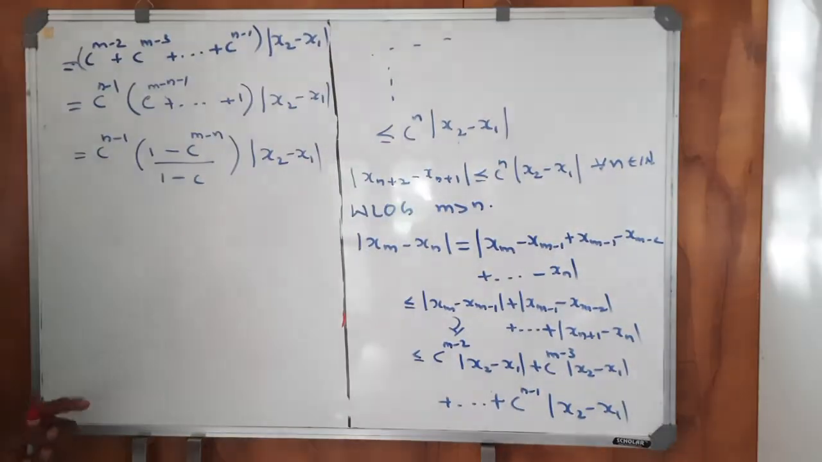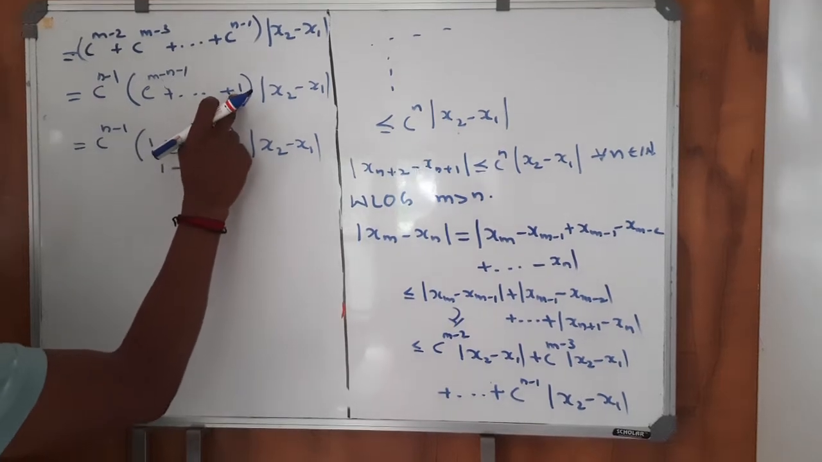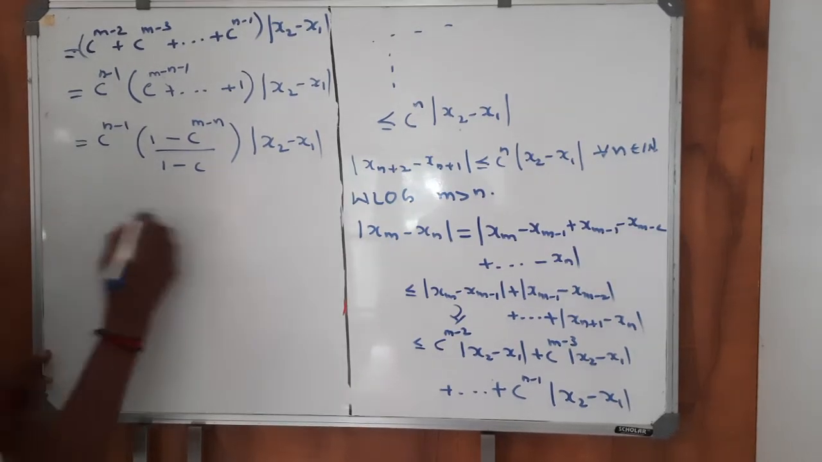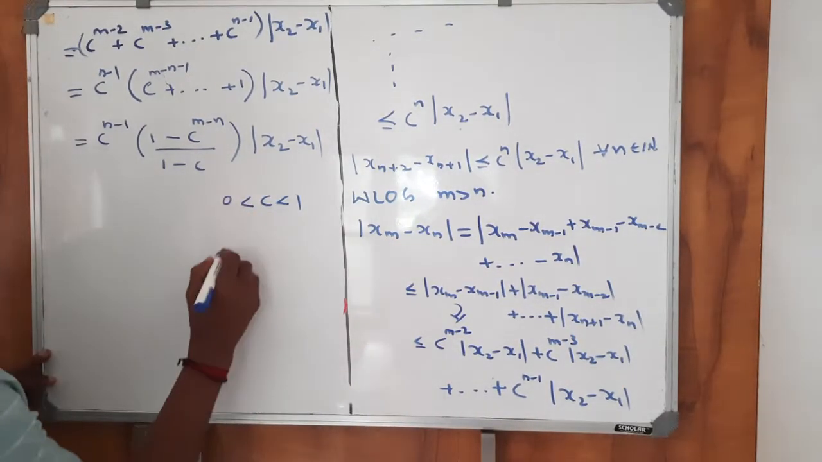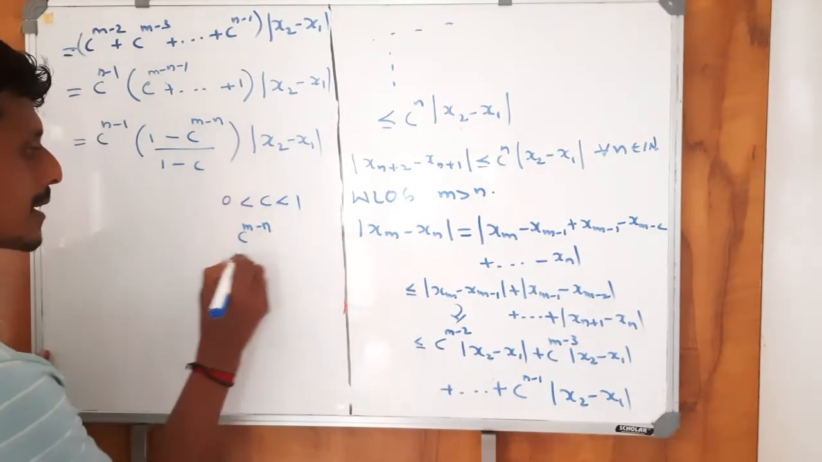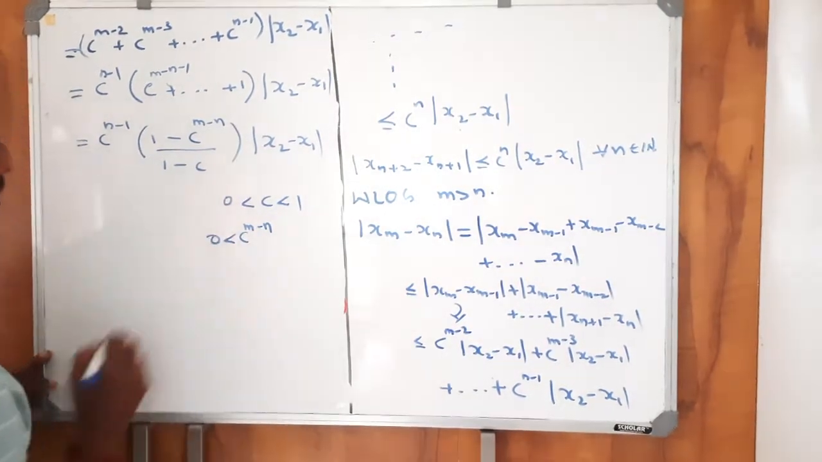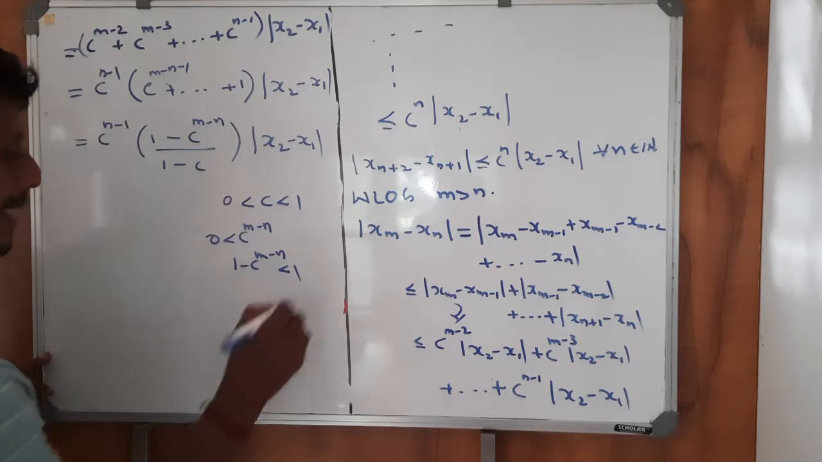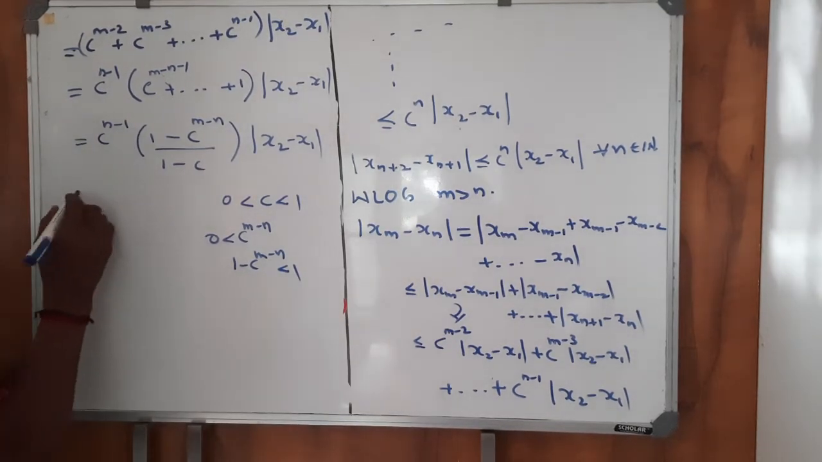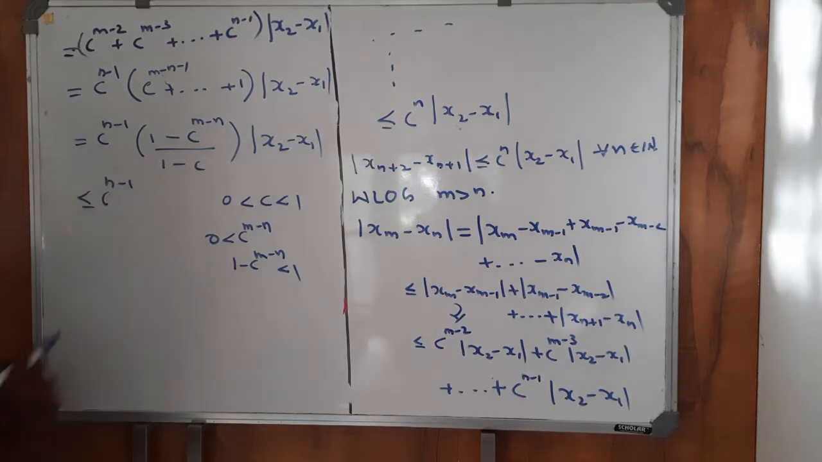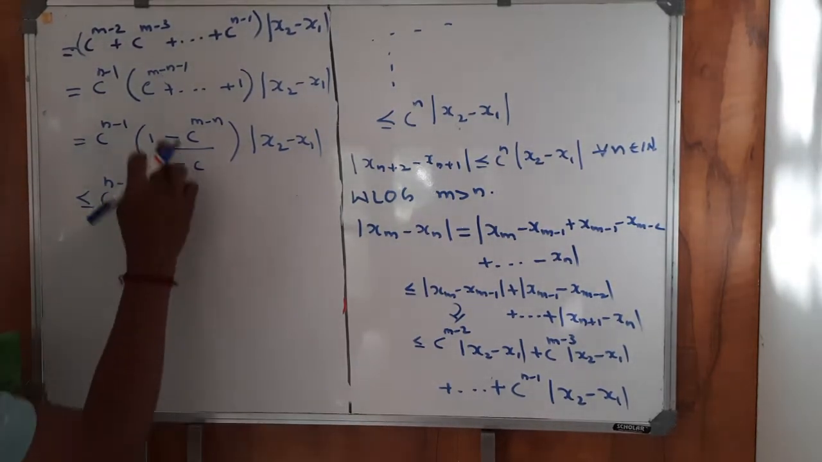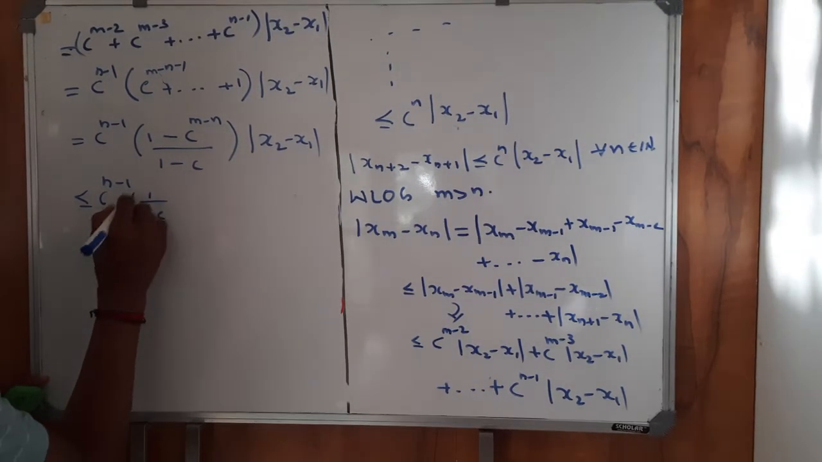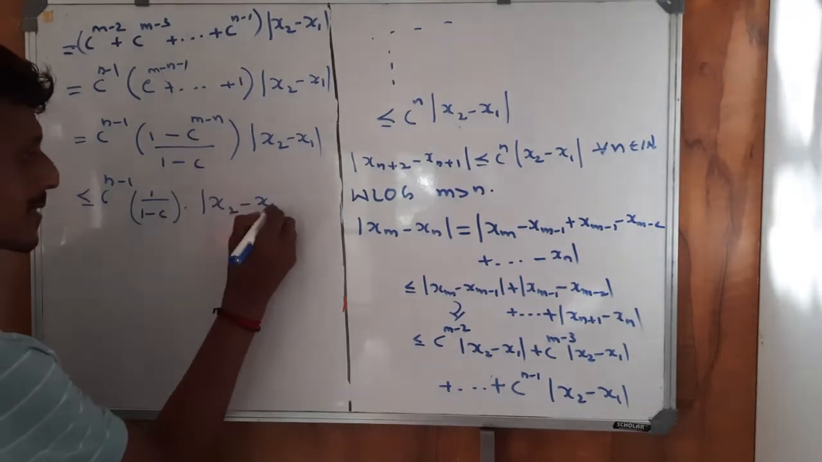Note that this is the sum of a geometric series with the first term 1 and the common ratio c, and you have only a finite number of terms. So since 0 less than c less than 1, this c raised to m minus n is greater than 0, and therefore this 1 minus c raised to m minus n is less than 1. So this is less than or equal to c raised to n minus 1 into, so I will replace this 1 minus c raised to m minus n with a bigger quantity 1, so into 1 by 1 minus c into modulus of x2 minus x1.